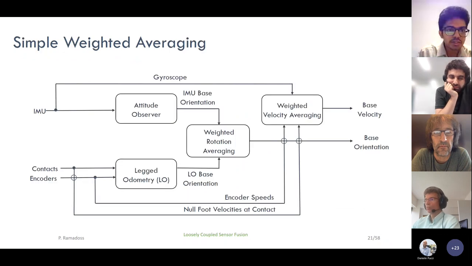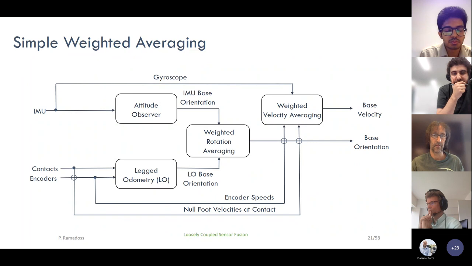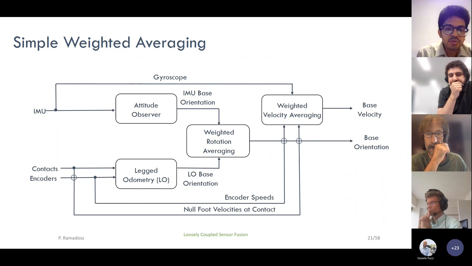So this is extended towards a simple weighted averaging, where, if you see the block diagram from left to right, we begin with the IMU measurements, which are passed through the attitude observer to get a base orientation estimate. Similarly, contacts and encoders information are passed through leg odometry to get a kinematics base estimate. These are then fused within a weighted rotation averaging block to get a fused orientation estimate. And for the velocity averaging, we use the angular velocity from the gyroscope that is rigidly mounted onto the base link of the robot, and joint velocities measured by the encoders.